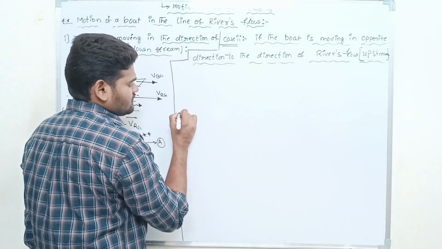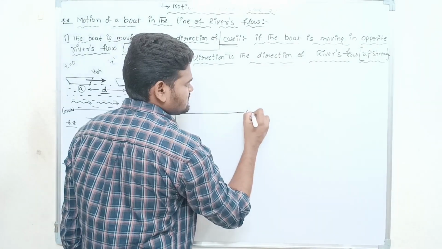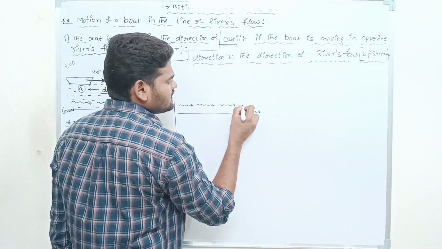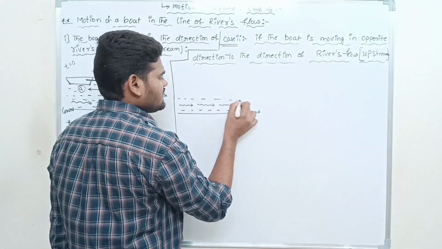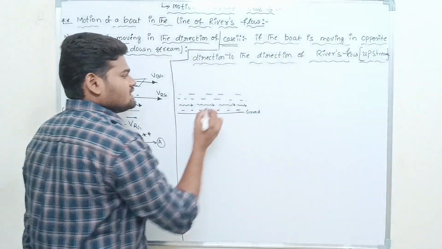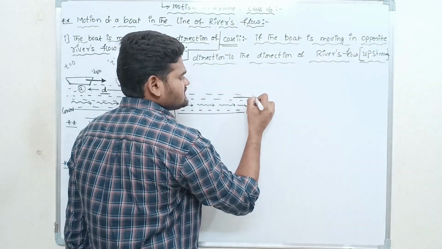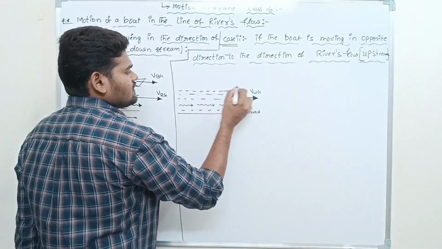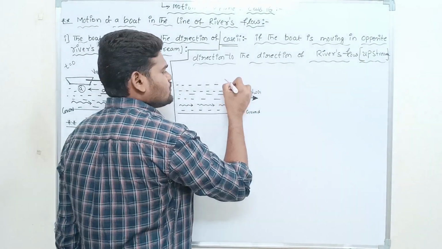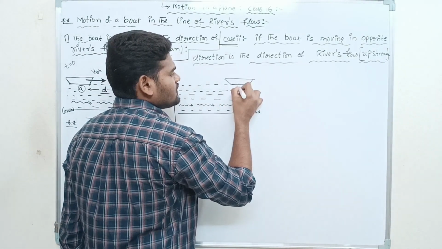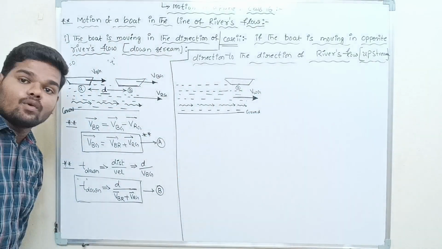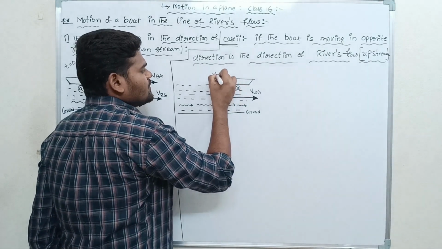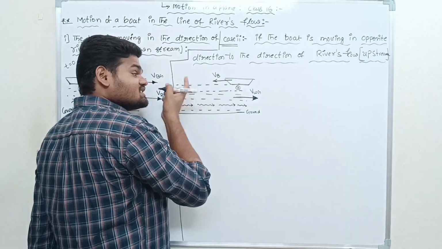Here I am going to draw the diagram. So here I am taking the ground. The water is flowing in this direction. So the velocity of water with respect to ground is in this direction. Now the boat is initially at this point, let us say A is the initial point of the boat. Now the boat is moving in the opposite direction to the flow. Velocity of boat is opposite to the flow.